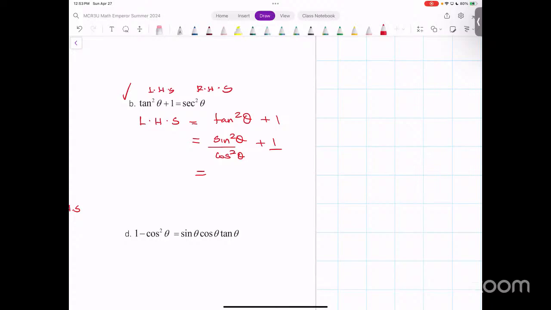Do we have a common denominator? I got a cos squared theta, I got a 1. Do we have a common denominator? No. Then the common denominator is 1 times cos squared of theta, isn't it? Are you following that? So this one will be sine squared of theta. This one I need to multiply by cos squared of theta, because 1 becomes cos squared of theta.